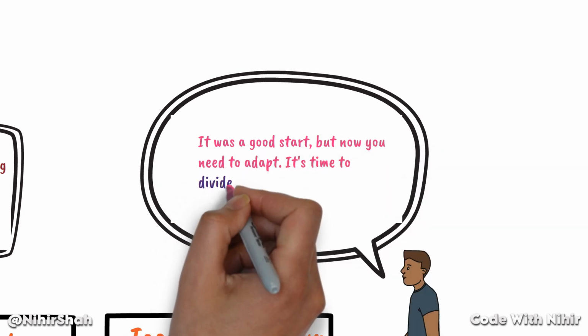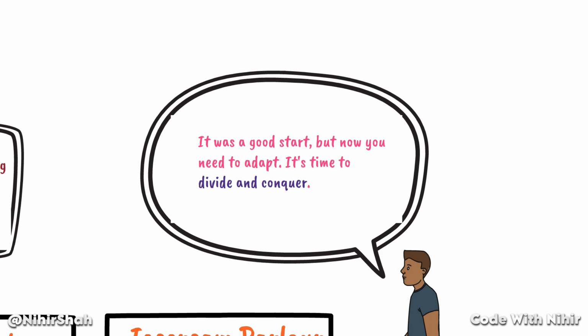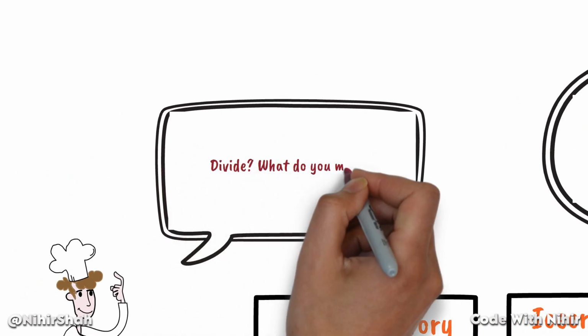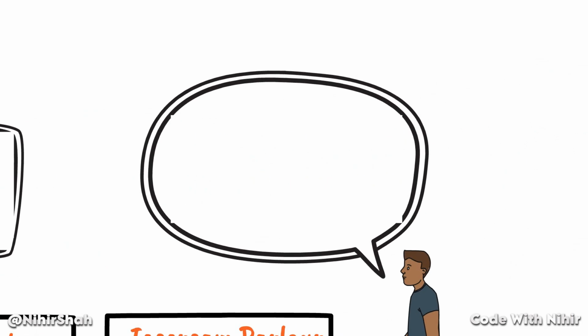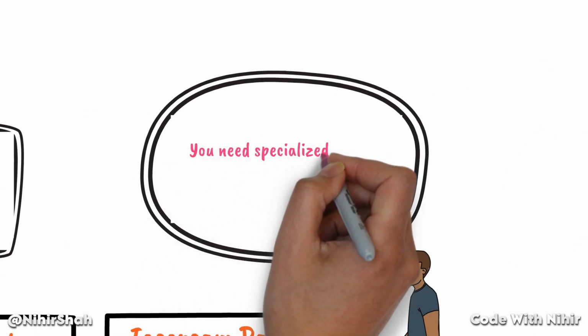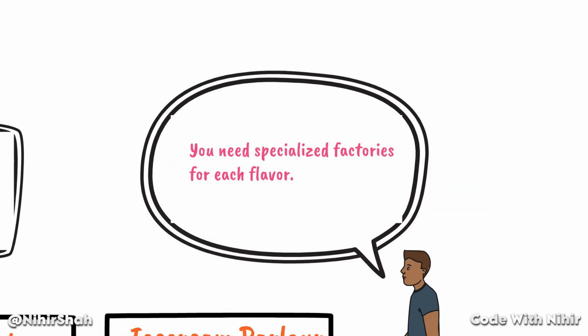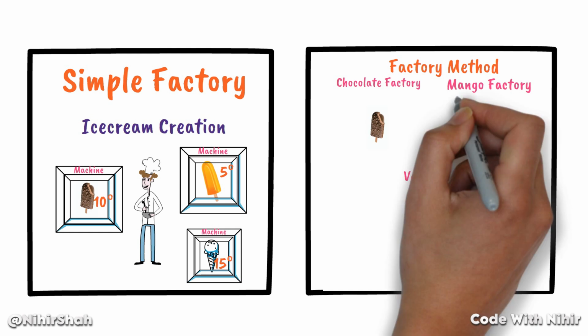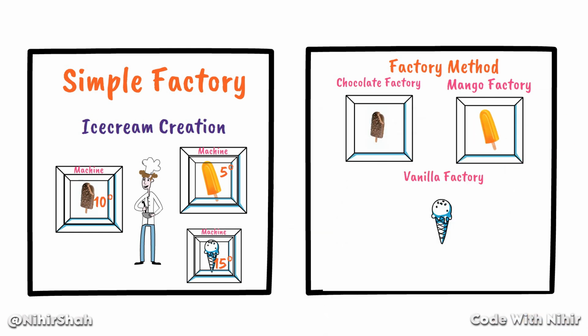It's time to divide and conquer. Divide and conquer? What do you mean? You need specialized factories for each flavor. For example, one factory for mango, another for chocolate, another for vanilla, and so on. Each factory will be dedicated to a single flavor based on its specific requirements.